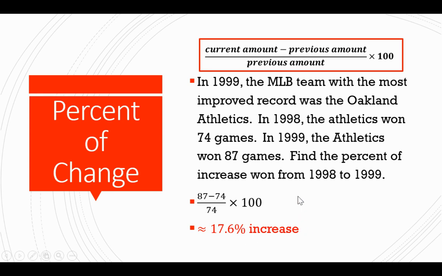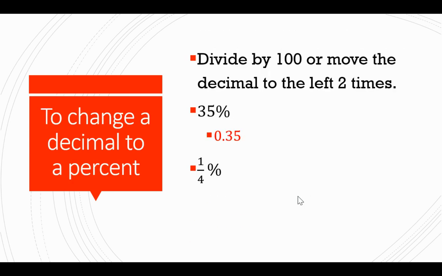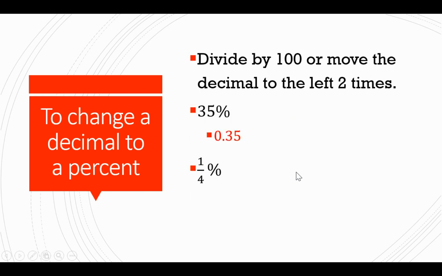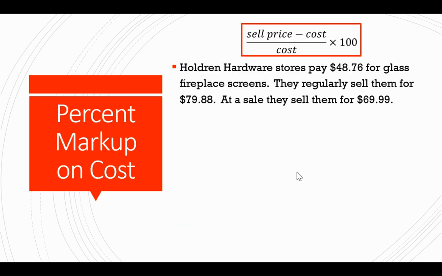Yes, sir? How do you do percent again? Decimals to percent. Okay, let me pop back real quick. If you have a decimal, you just multiply it by 100 and add a percent sign. Okay. Good question. Quick review. All right, moving on to our next one.